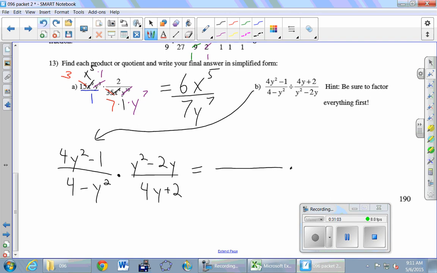That first guy is another difference of two squares. It becomes 2y plus 1 times 2y minus 1.